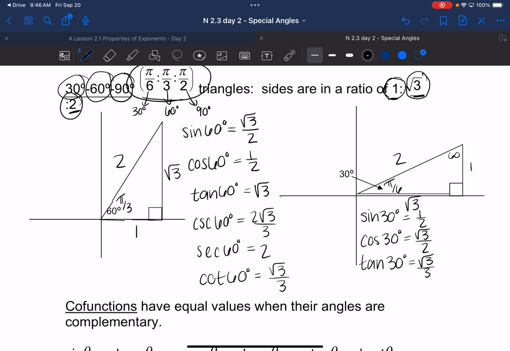Good. All right, then we need those reciprocals. So we're going to do cosecant of 30 degrees. What's that one going to be? 2. And then we need secant of 30 degrees. What's secant of 30? Good.